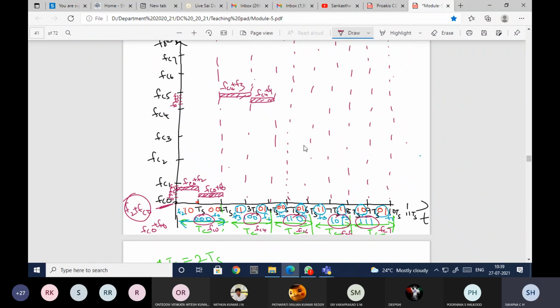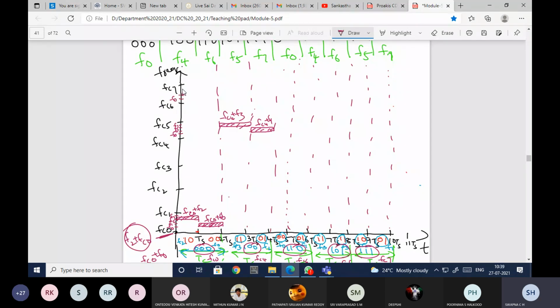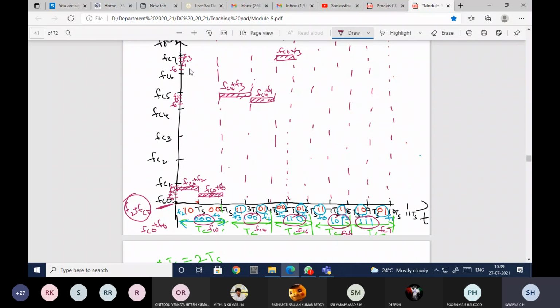Next, FC6 plus F0. FC6 is here, so this is F0, F1, F2, F3. What is that? FC6 plus F3. Next is FC6 plus F1. F1 is here. FC6 plus F1.